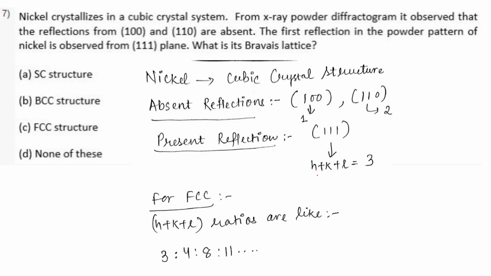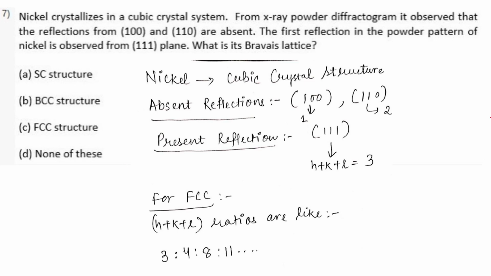Now, next question. Nickel crystallizes in a cubic system. In the powder diffractogram, it is observed that the reflections from 100 and 110 are absent. The first reflection in the powder pattern of nickel is observed from the 111 plane. What is the Bravais lattice?